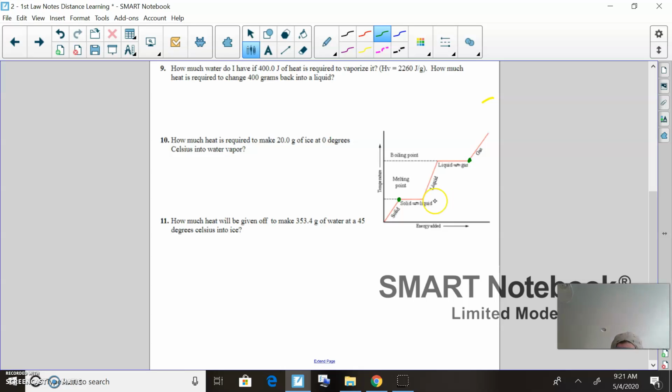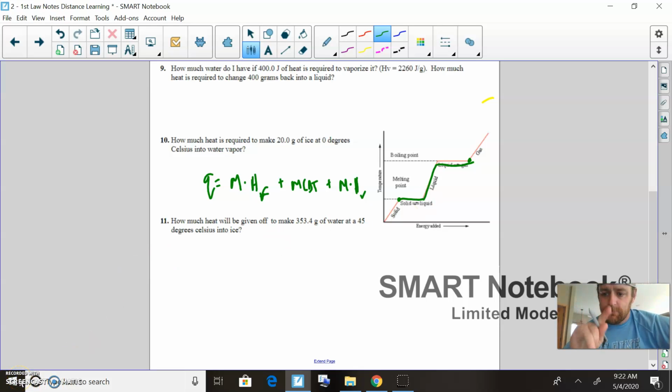So you've got to think about what you want. You can't just start right here because it's not liquid. That point right there, it's liquid. So Q is equal to M times HF, sorry, plus MCΔT up the slope plus M times HV. Okay, so that's going to get you all the way from here to here to here. All right, so use this graph to help you know where you are. And that'll do it. So check your answer keys. Let me know if you have questions, guys. Peace out.